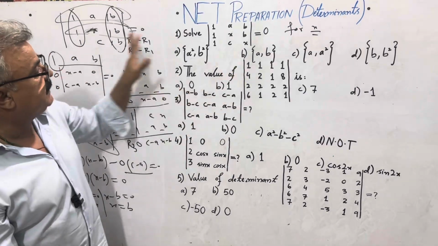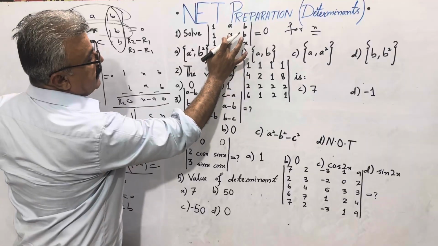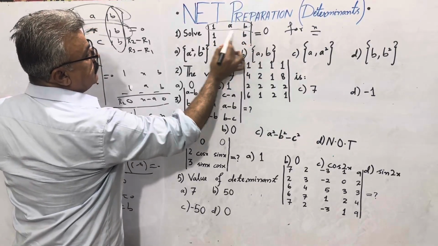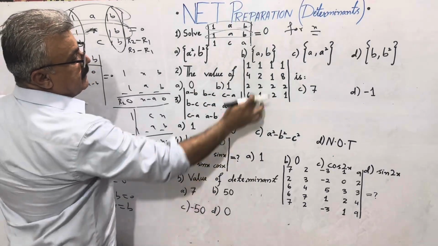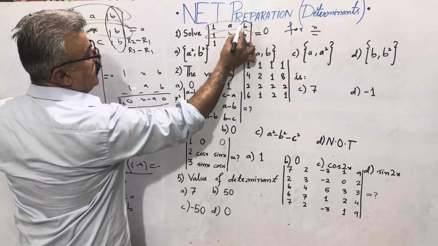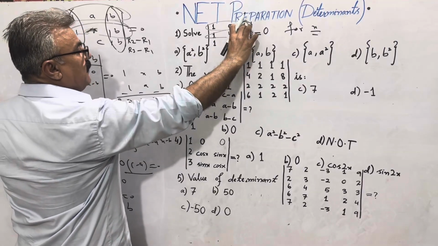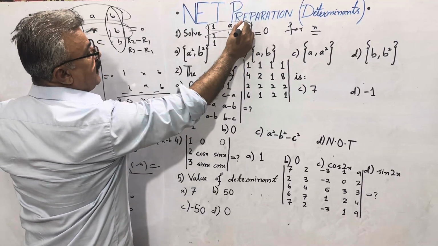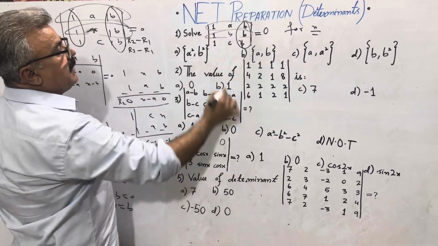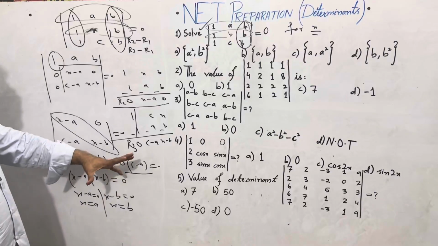We have utilized the options directly here. If I write a here, two rows are identical and the value of the determinant is 0. Instead of this x, I can write b. Now if I take b common from column 3, what remains is 1, 1, 1. Column 1 and column 3 are identical, and the value of the determinant is 0.